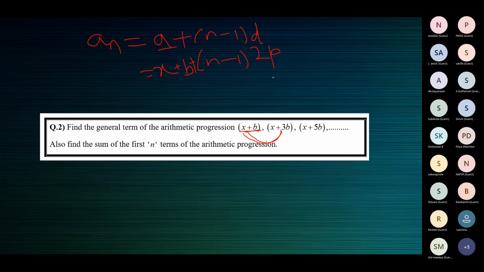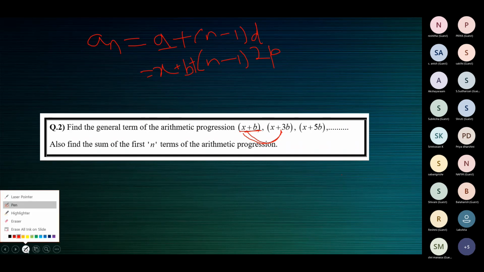And also find the sum of the first n terms. Sn, you have to find the sum of the first n terms. And how do you find Sn? You know an here. So Sn is equal to n by 2 of the first term plus the last term. Let me show you the answers.